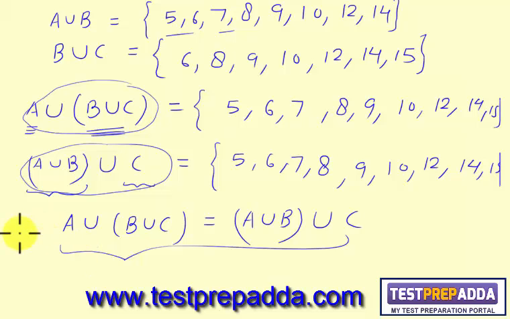If I ask you what will be A union phi, then you will say all the elements which are in set A or set phi. As we know, set phi does not have any element. So A union phi will be what? A. Got it?